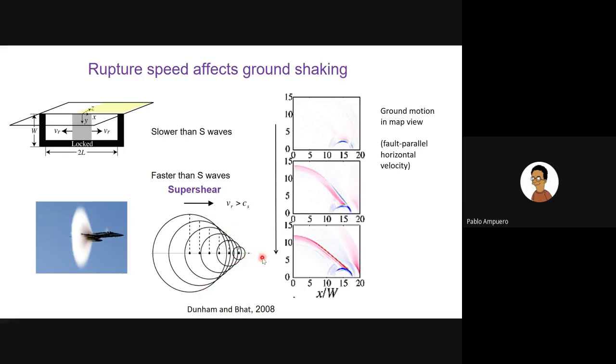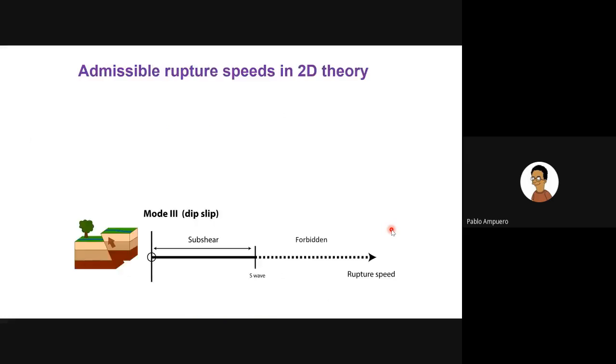So two takeaways from this: first, the faster the earthquake rupture speed is, the more potentially damaging the earthquake can be. And second, earthquakes that run faster than the shear wave speed, the so-called supershear earthquakes, are particularly, potentially damaging. So this is why we're interested in studying rupture speeds.